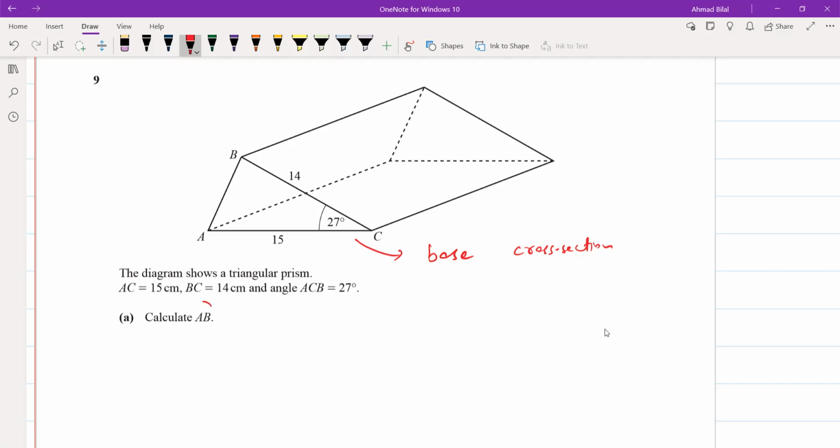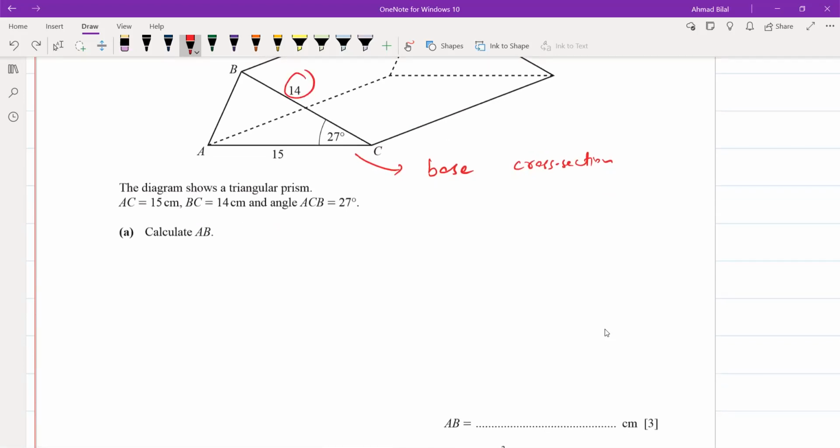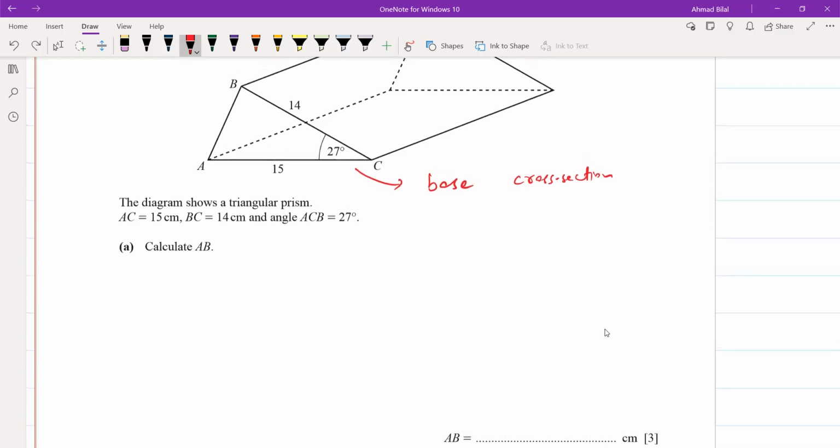सबसे पहले वो क्या कहता है? Calculate AB. So you've got some information. You've got ABC triangle. You've got two sides, 14 and 15. You've got the angle between those two sides, that is 27 degrees. You have to find the length AB. Now we have two possibilities. सबसे पहले तो it's not a right angle triangle. The trigonometry, basic trigonometry, simple trigonometry ratio तो हम use नहीं कर सकते.